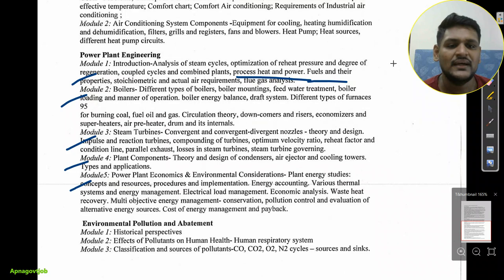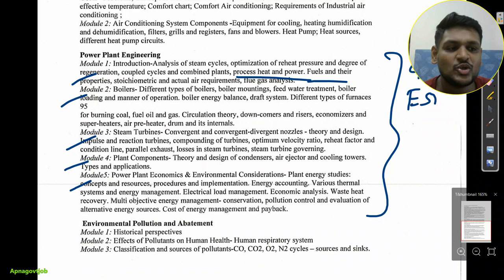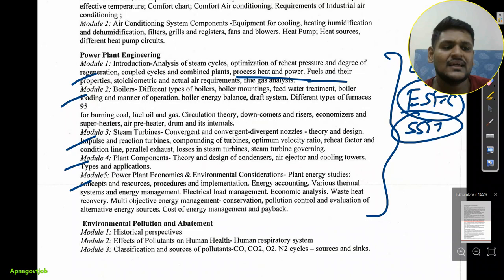Just prefer your GATE 1 mark questions, ESE also, and if you want then SSC JE also, okay. Give priority to SSC JE, then ESE. If you want, then get one mark, otherwise skip. No need to worry there. Okay, so this is your power plant engineering.